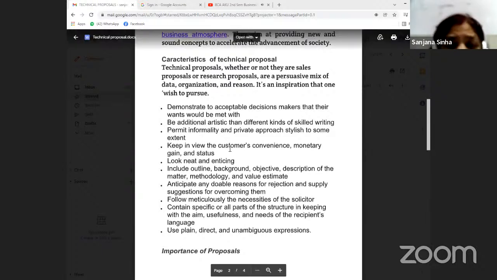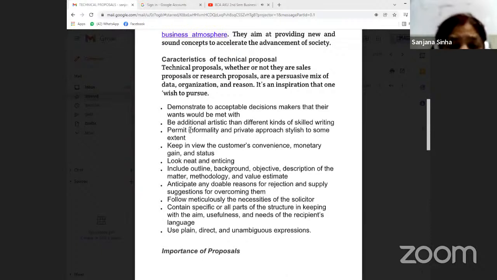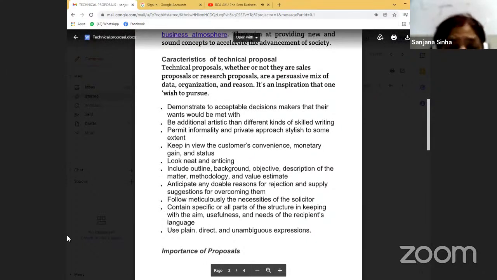Permit informality and private approach stylish to some extent. So permit informality. There has got to be some personal touch. कुछ personal touch रहता है तो click करता है. And keep in view the customer's convenience. जिसको आप proposal लिख रहे हैं, उनका भी convenience देखिए, उनका भी monetary gain देखिए, उनका भी status देखिए. आप बस अपने बारे में नहीं सोच रहे. You are talking about somebody else, जिसको भी आप लिख रहे हैं, their gain, their convenience, and their monetary gains and status.